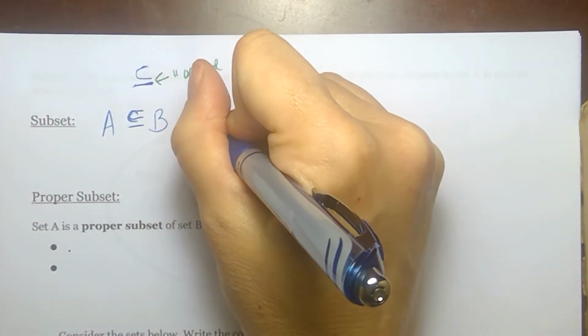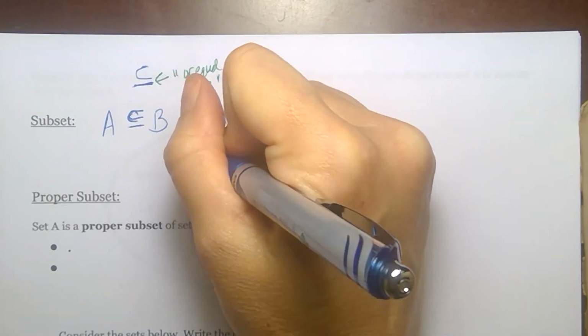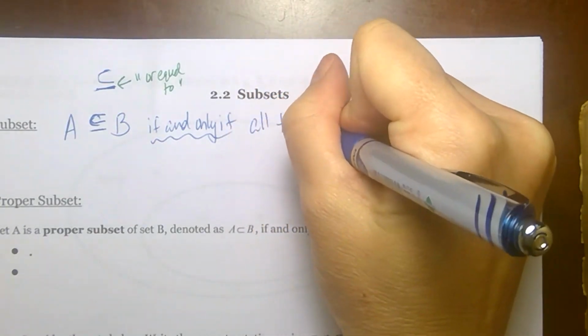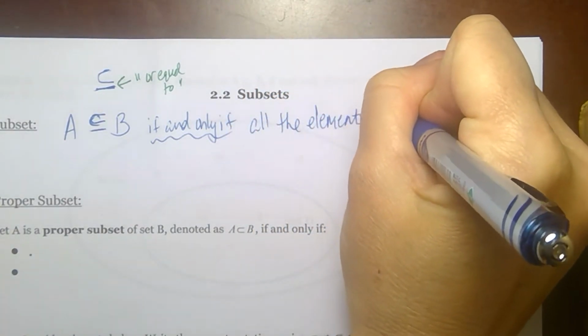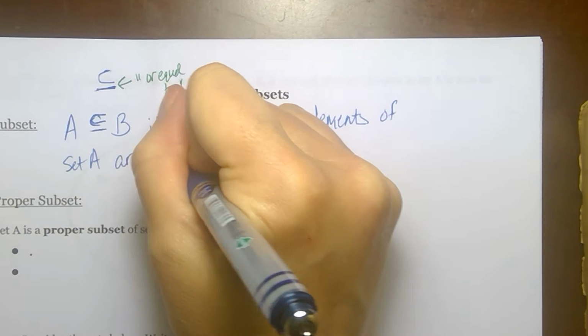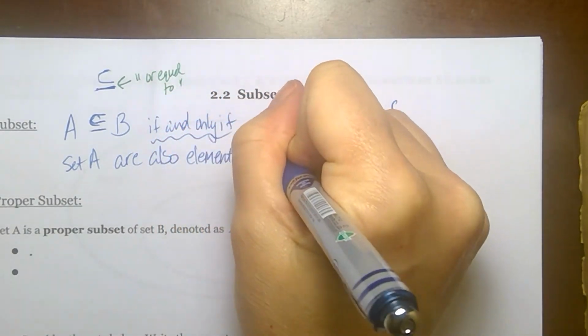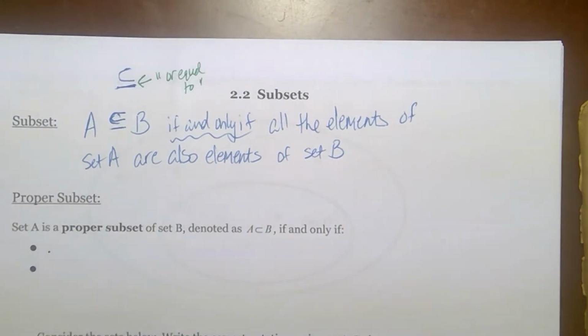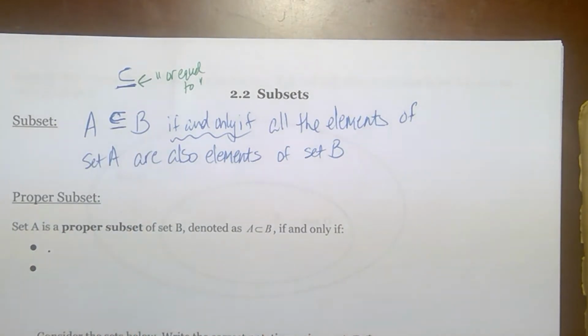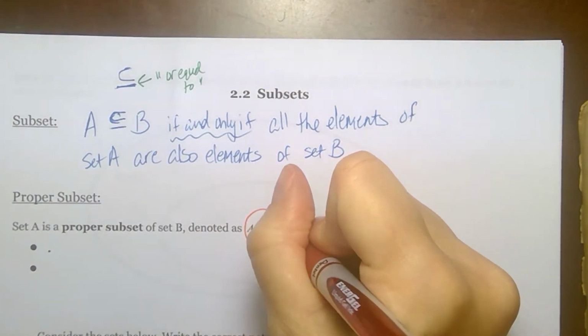If and only if, and that's kind of a mathematical phrase that means it works both ways. If and only if all the elements of set A are also elements of set B. So A is a subset of B if and only if all the elements in A are also in set B. Now, in general, with this general subset, the two can be equal to each other as well. But if I have a proper subset, then my symbol is a little different.